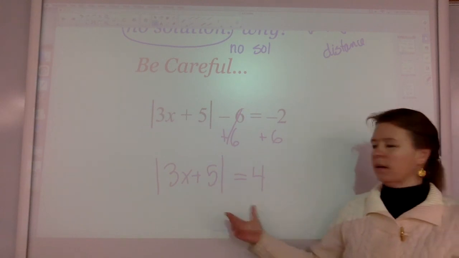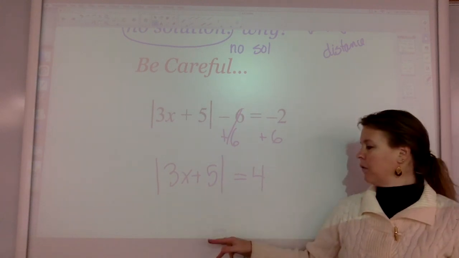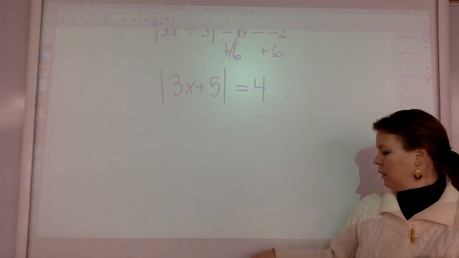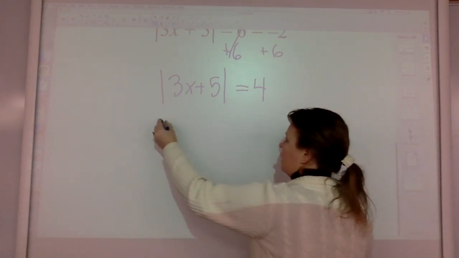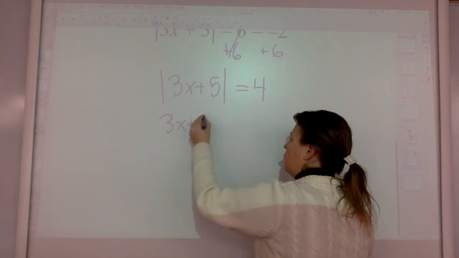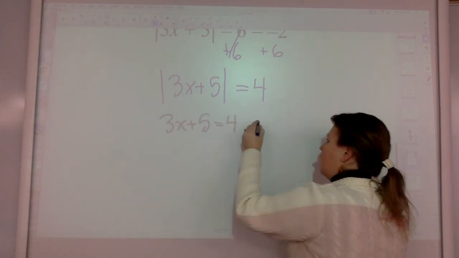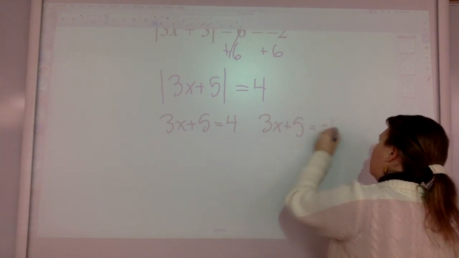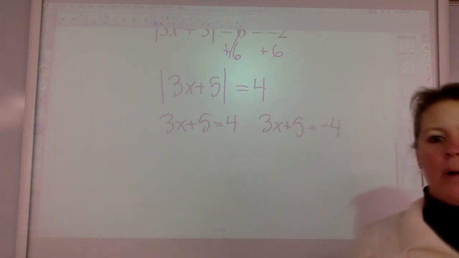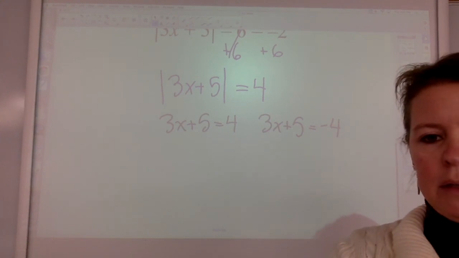This is okay. Saying the distance will be 4. If the distance is 4, then we're going to find out where it is. 3x plus 5 equals 4. And 3x plus 5 equals negative 4. Go ahead, pause it, solve it, and come back when it's done.